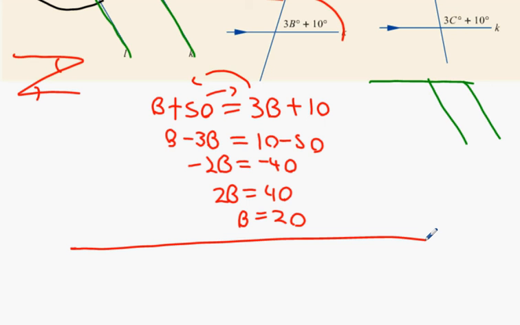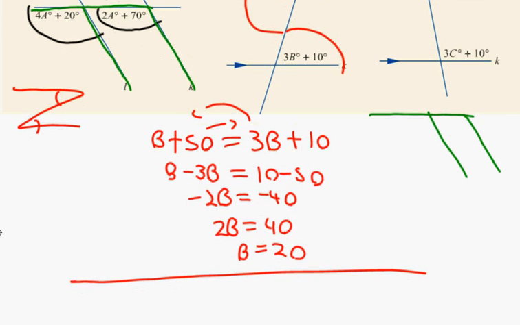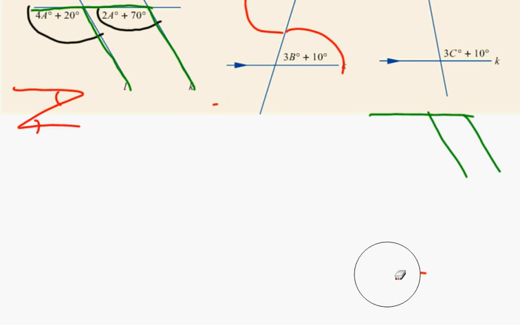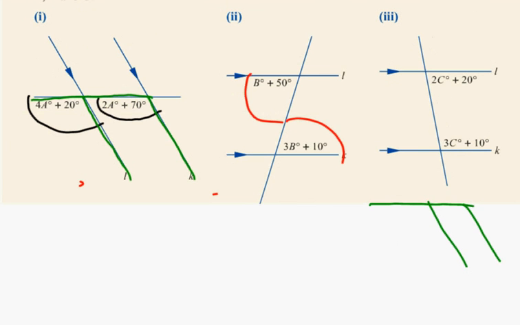Now that we've done that, what about part C? Let me see part C. What can you say about this? No, it's not an F. You could bring down the 2c plus 20 and then make a straight angle. You could do that. We need to know something else though.